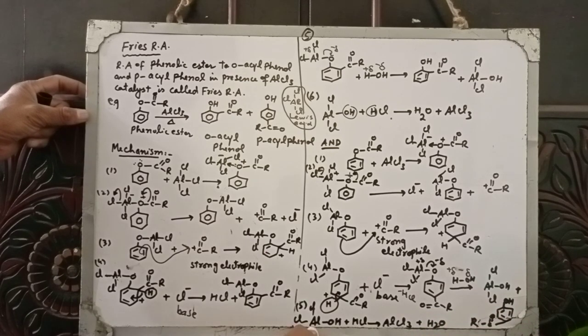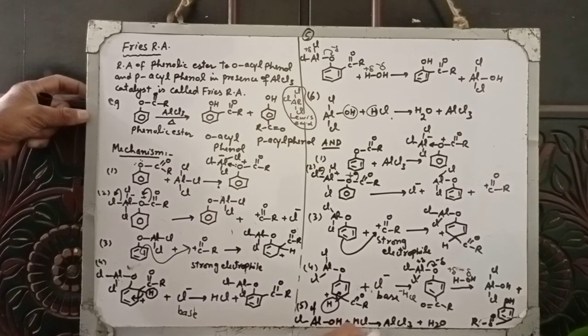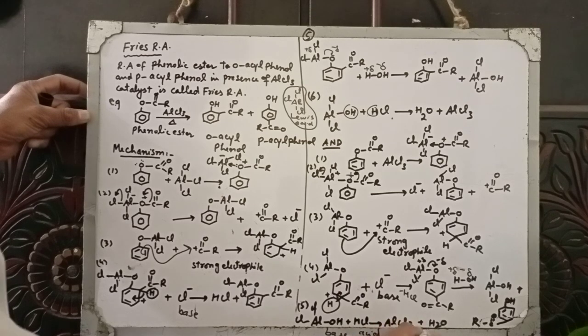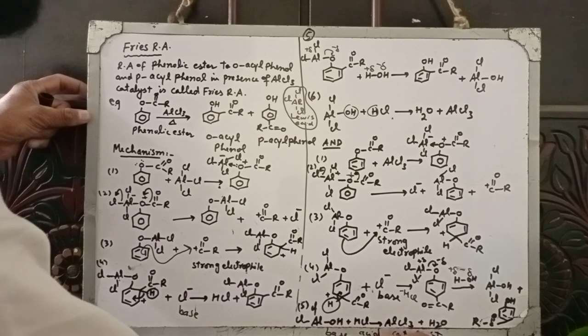Now this hydroxy aluminium chloride will react with the acid HCl and accept the Cl negative ions. Cl negative becomes AlCl3 and H2O is formed again. This is the catalyst, and it is regenerated at the end of the reaction.